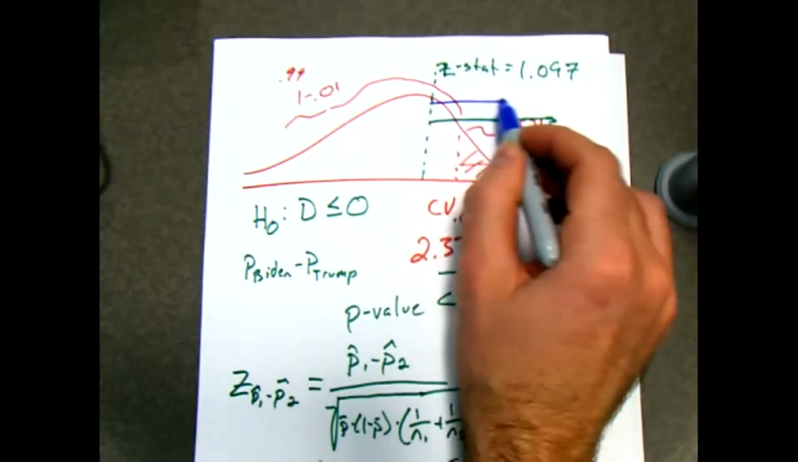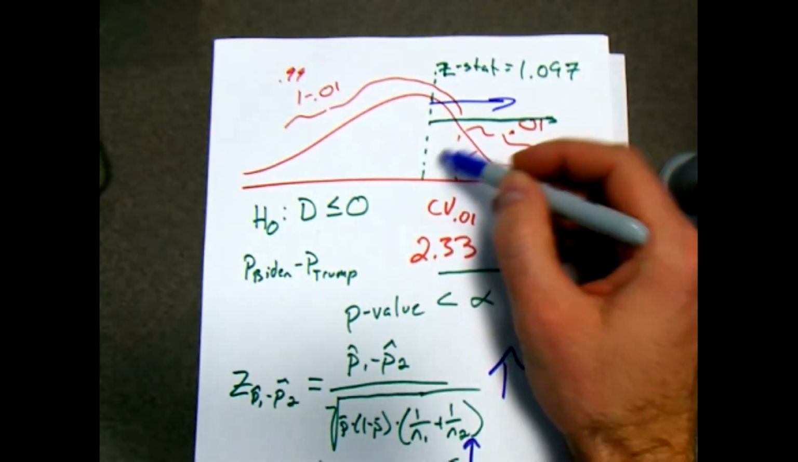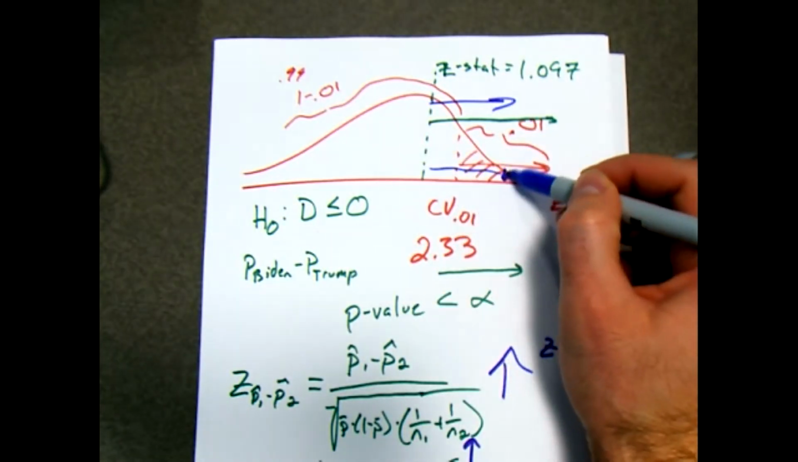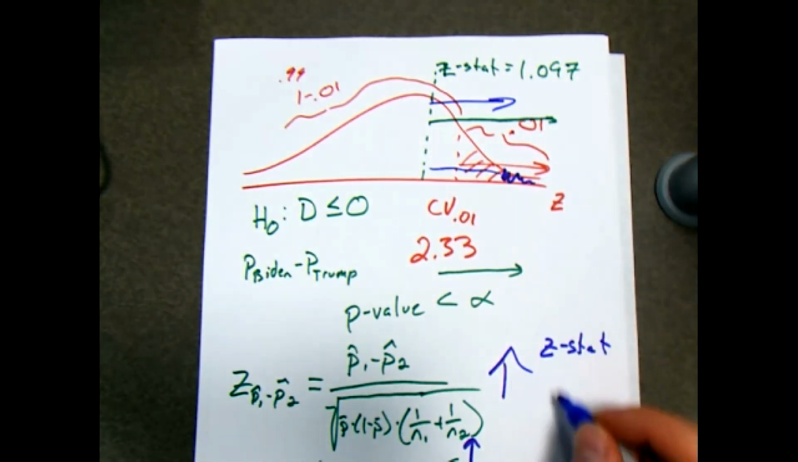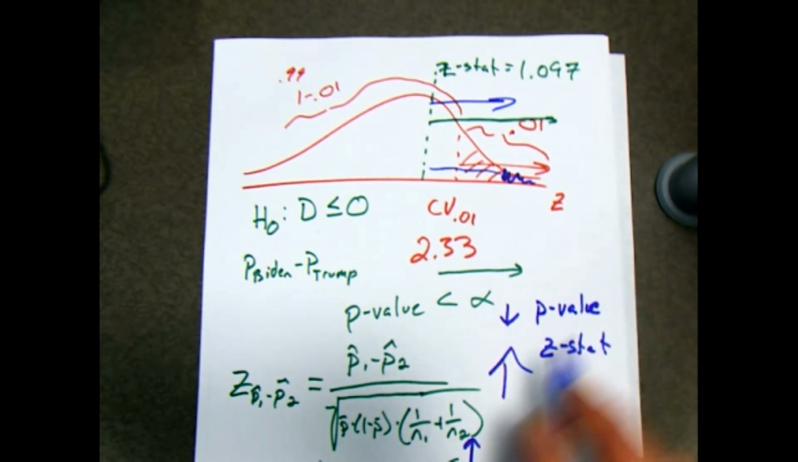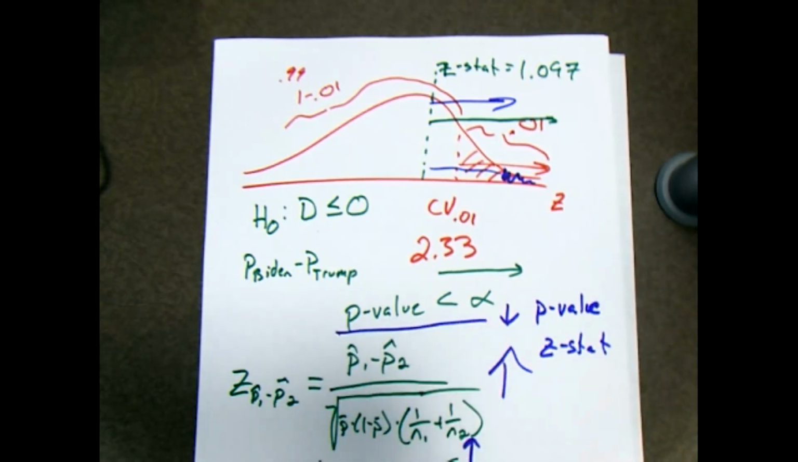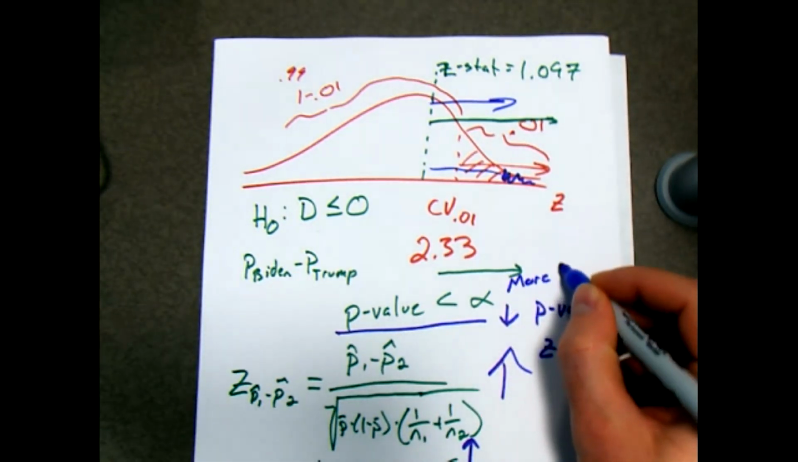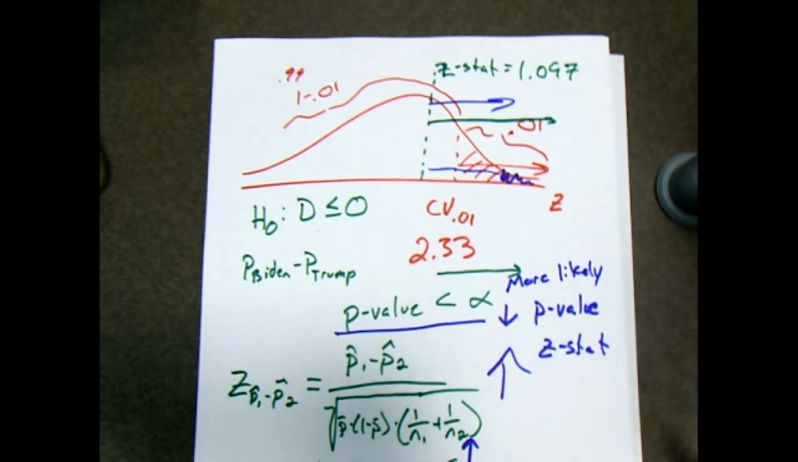If my test statistic is getting larger, then the area to the right of it is getting smaller. So my test statistic is going to get larger, my p-value is going to get smaller. My p-value is smaller, so it's more likely it's going to be less than alpha, which is when I can reject. So with that p-value getting smaller, I'm more likely to reject here.